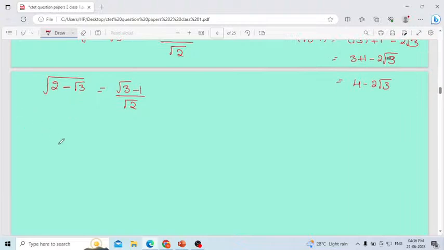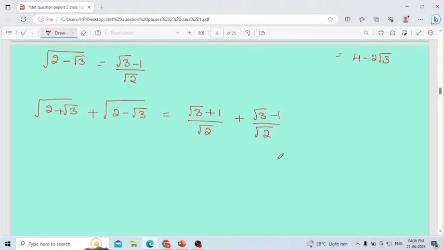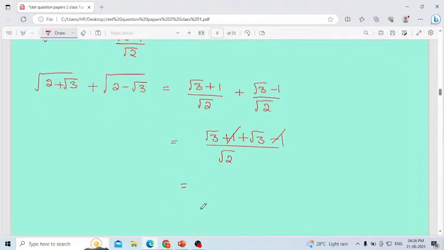Then consider the question: 2 plus square root 3 whole square root plus 2 minus square root 3 whole square root. Its value is root 3 plus 1 divided by root 2 plus this value root 3 minus 1 divided by root 2. Root 2 is the common LCM here, take it as root 2. Then root 3 plus 1 plus root 3 minus 1, the plus 1 and minus 1 get cancelled. Then root 3 plus root 3, you will get 2 root 3 divided by root 2.